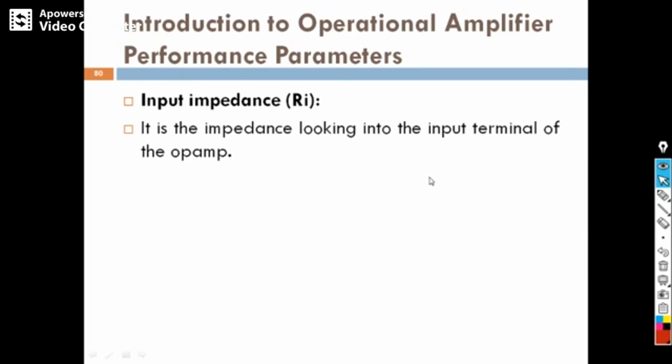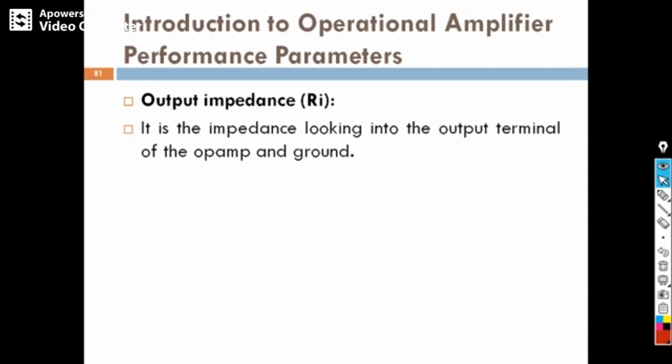Now input impedance. We already know the ideal operational amplifier. Input impedance is the input resistance between the two terminals. For an ideal operational amplifier, it is infinite. For a practical operational amplifier, some input impedance is there. In the same way, the output impedance for an ideal operational amplifier is 0, but for a practical operational amplifier, the output impedance is some ohms.